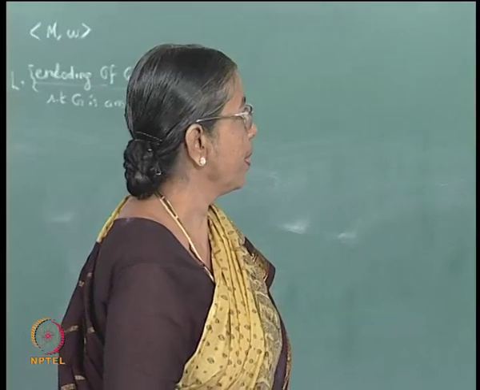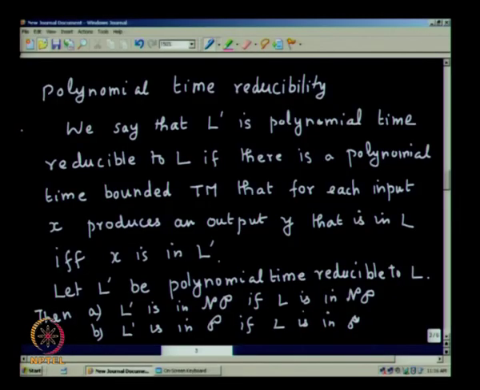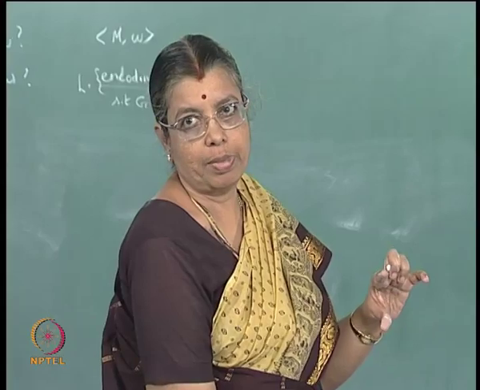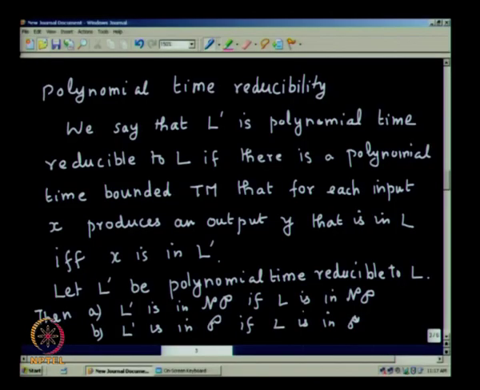Now, let us see what is polynomial time reducibility. We say that L dash is polynomial time reducible to L if there is a polynomial time bounded Turing machine that for each input x produces an output y that is in L if and only if x is in L dash. So, from one language it is transforming into another language. The transformation is done by a deterministic Turing machine in polynomial time. This is called polynomial time reducibility.